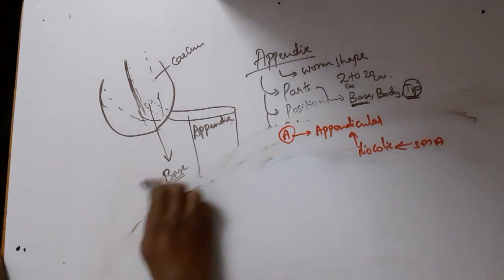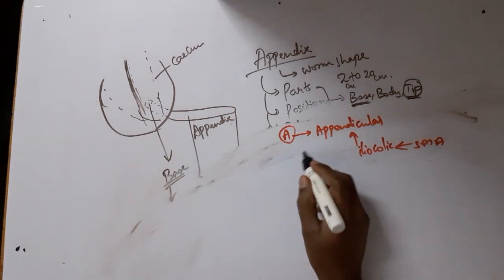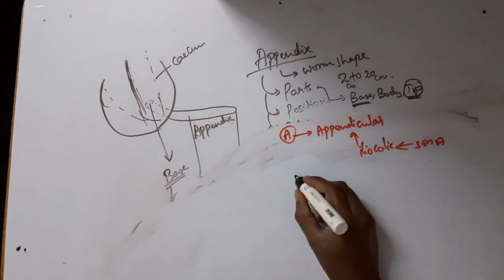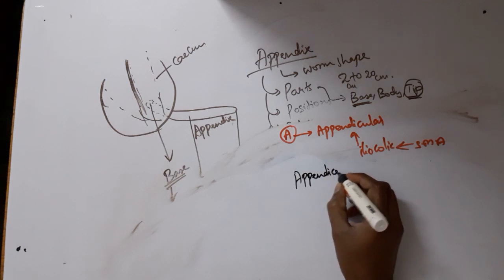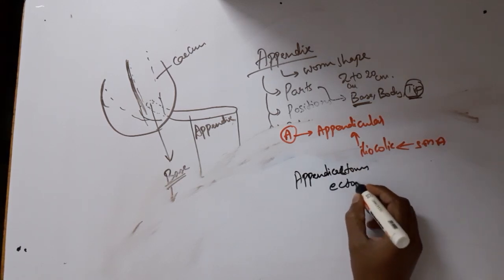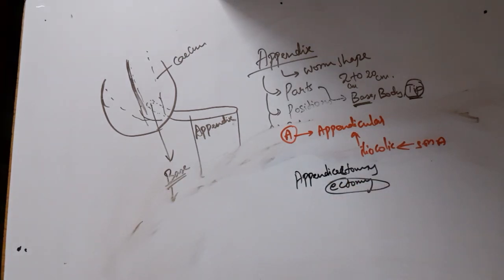What is the applied aspect of the appendix? Most commonly seen is appendicitis. So what is the treatment for appendicitis? We remove the appendix, which we call appendicectomy. What does ectomy mean? It means removal. We are taking off the appendix. Thank you.